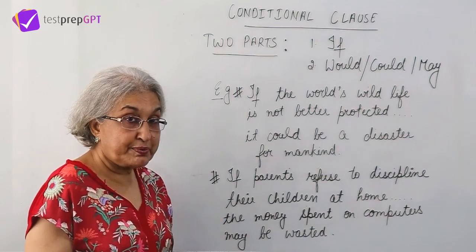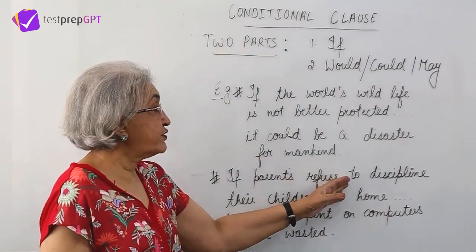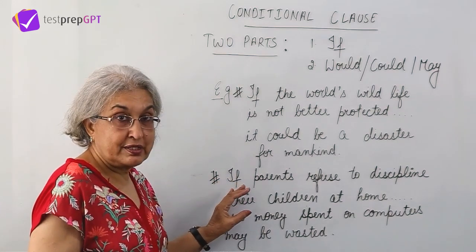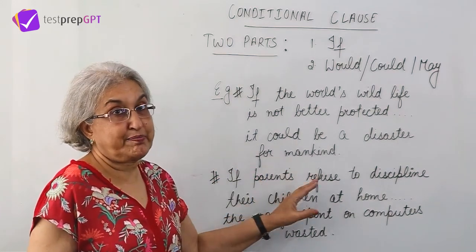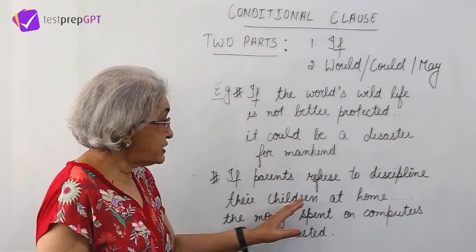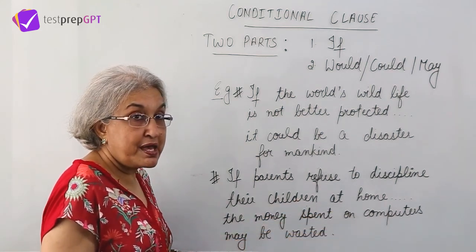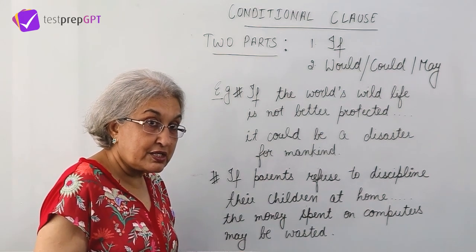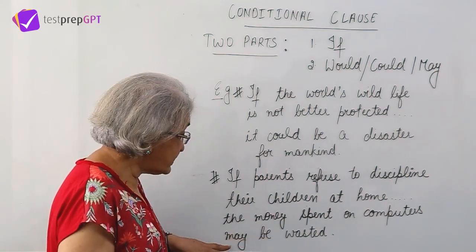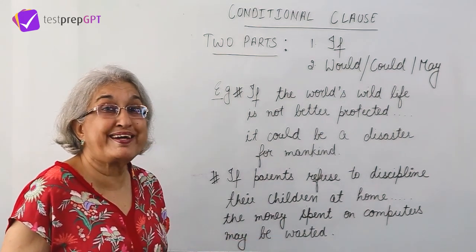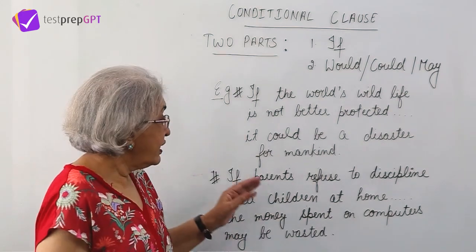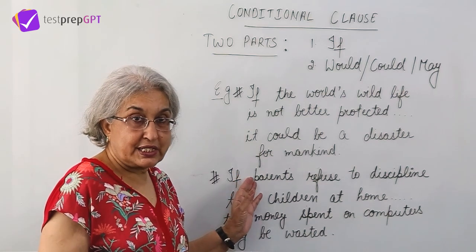Let's take another example. If parents refuse to discipline their children at home, this is the condition. This is the condition that if this happens, the money spent on computers may be wasted. So, we are not saying it will be wasted, it shall be wasted. No, we are saying may be wasted. That is, we are predicting something. We are predicting that something may happen given such and such condition.